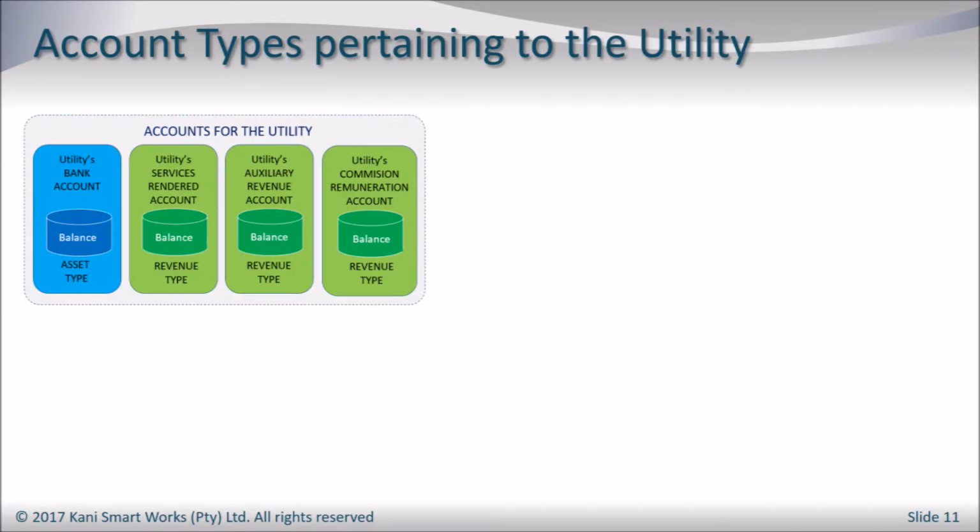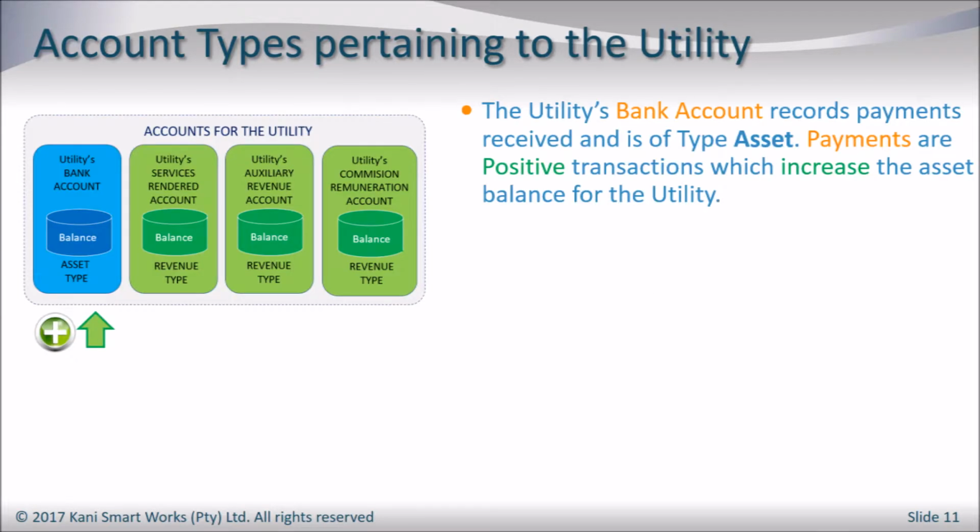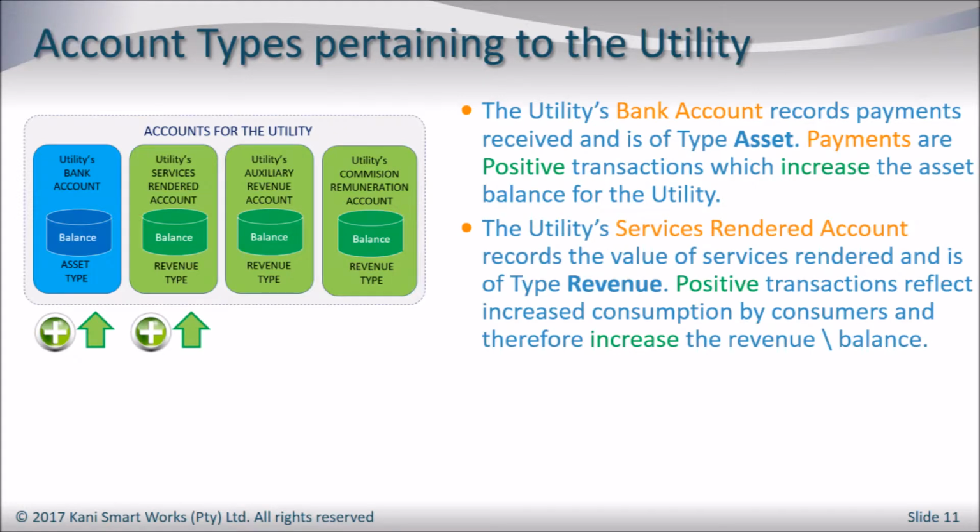Account types pertaining to the utility. The utility's bank account records payments received and it's of type asset. Payments are positive transactions which increase the asset balance for the utility. The utility's services rendered account records the value of services rendered and is of type revenue. Positive transactions reflect increased consumption by consumers and therefore increase the revenue or balance.